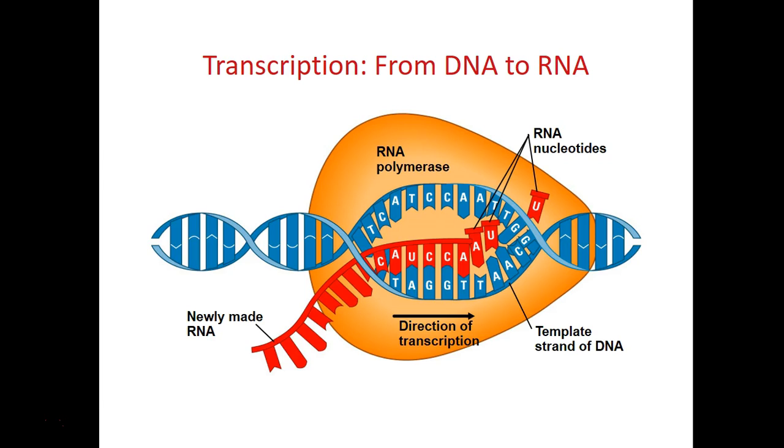So from DNA to RNA, that process requires the DNA to be pulled apart. So here you can see a blue DNA molecule, the double helix is being stretched apart. And then something called RNA polymerase, which is an enzyme, helps to create a new sequence of RNA from the template strand of DNA.